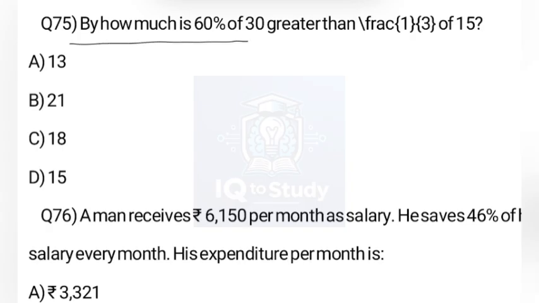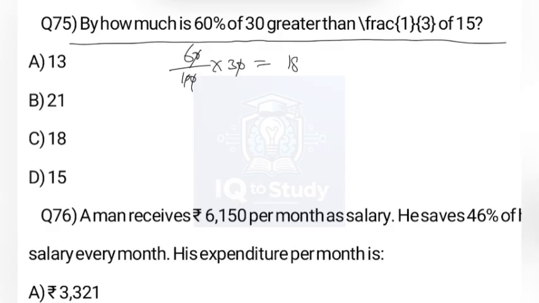By how much is 60% of 30 greater than 1 by 3 of 15? Here, 60% of 30 is equal to 18, and 1 by 3 of 15 is 5. So 18 minus 5 is equal to 13.